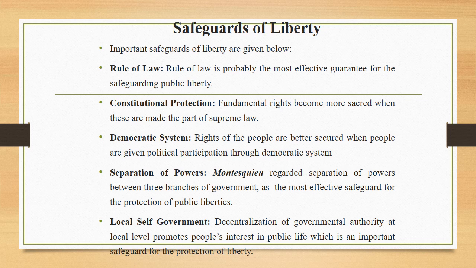Then local self-government. Local governments or local authorities. There is another kind of governance, like decentralization of governmental authority at the local level, which promotes people's interest in public life, which is an important safeguard for the protection of liberty. So people at the very lower level can make some decisions for themselves. They don't leave each and everything to the central government. So decentralization is very important. Wherever there is a concentration of power in the center or in the federation, it becomes more problematic for the people.